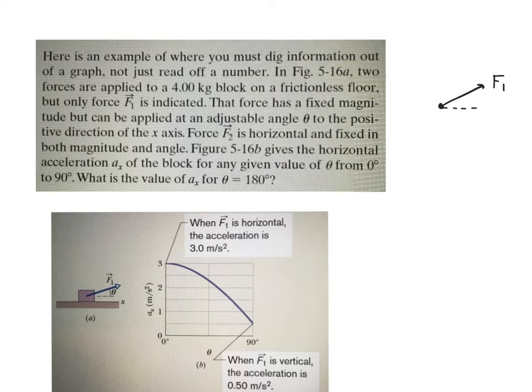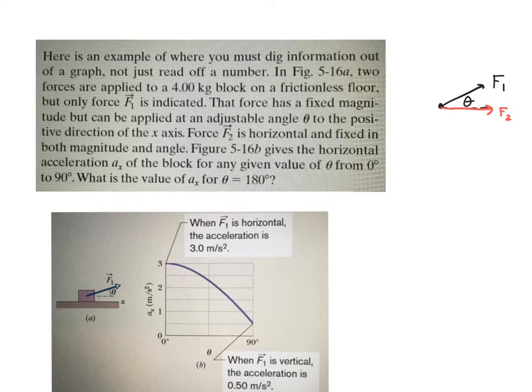F1 is at an angle of theta, but F2 for now has to be horizontal. So I'm going to start by calling this F2. Yes, I know F2 could also be acting to the left. Horizontal means either all to the right or all to the left. It's one or the other. So I can draw my vector for F2 either all to the right or all to the left.